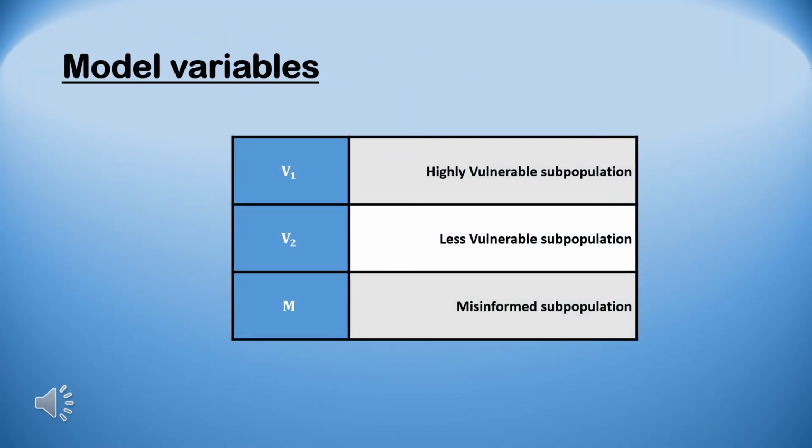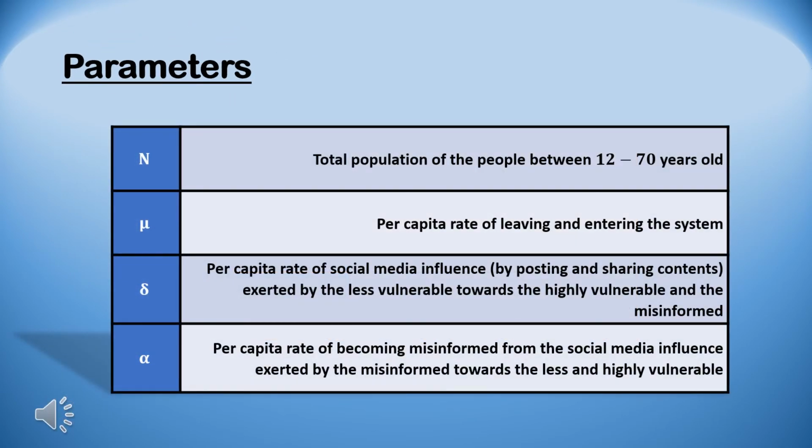Model variables. There are three variables involved here: V sub 1, V sub 2, and M. The less vulnerable subpopulation is the fraction of the population who are media and information literate. These are the people who are aware that the contents available on social media are just constructs needed to be validated. The misinformed subpopulation is the fraction of the population who are consuming and sharing misinformation online. The highly vulnerable subpopulation represents those who haven't yet honed their media and information literacy skills, making them the most prone to being easily deceived by misleading contents online. There are four parameters used in the model, as summarized in the table.